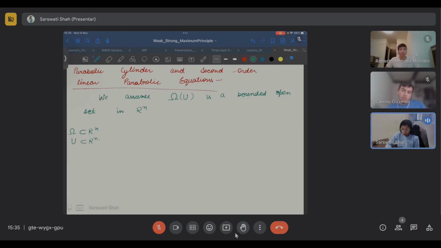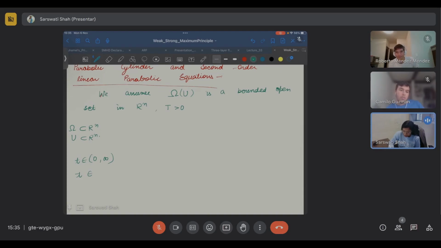We assume omega is a bounded open set in Rn, and we fix a time T, a bounded time. T belongs to the open interval 0 to infinity, isn't it? But we are fixing that t belongs to 0 to T. This is a bounded time.